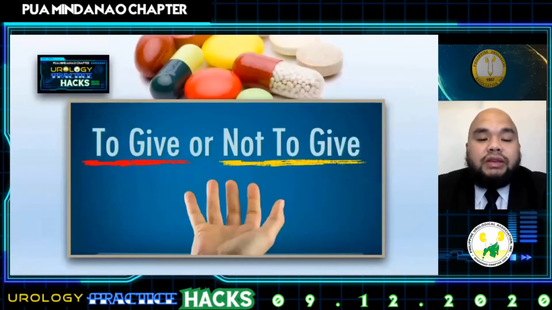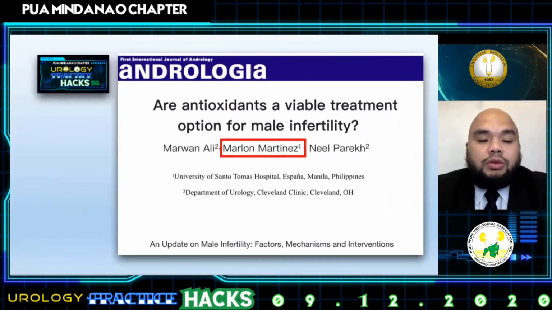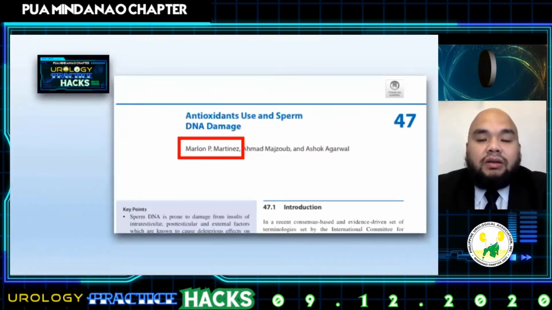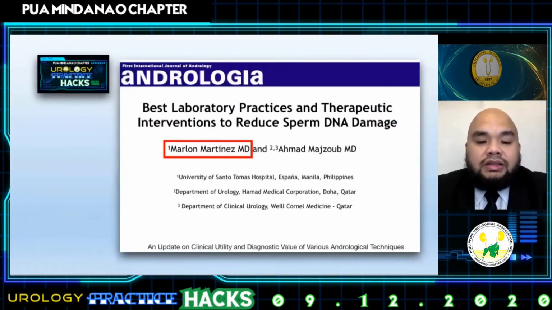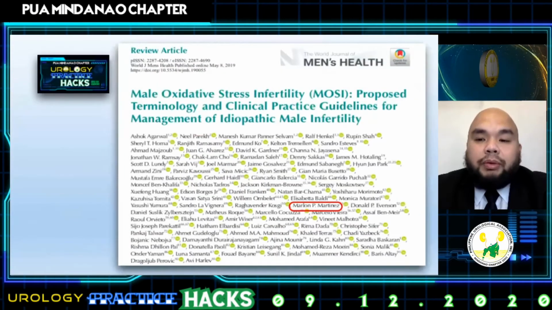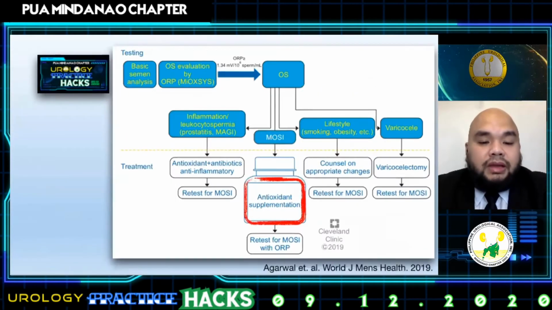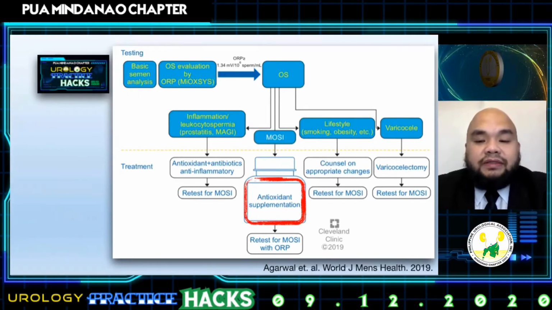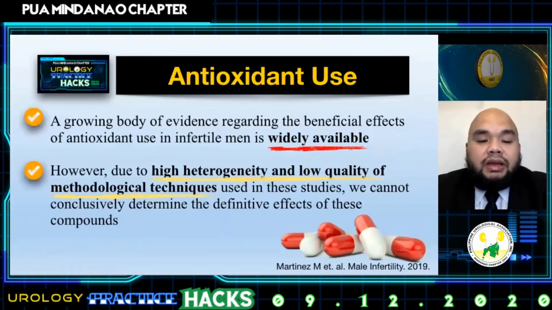The question now is to give or not to give these antioxidants as the treatment option for men with idiopathic causes of infertility. So we did several studies on the use of antioxidants in the management and treatment of these men with poor reproductive potentials. Yes, antioxidant supplementation is considered as one of the treatment options for managing these infertile cases, and our conclusions are the following.